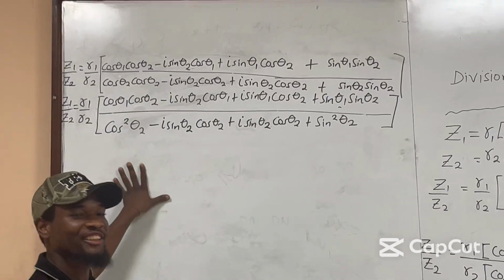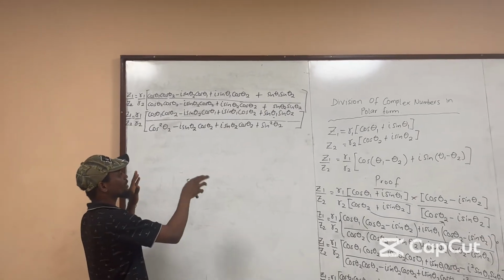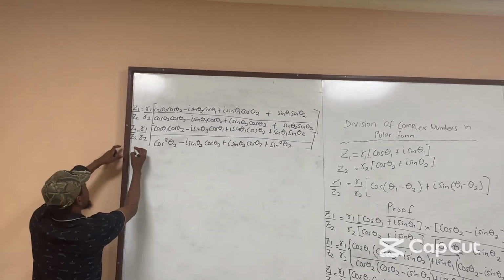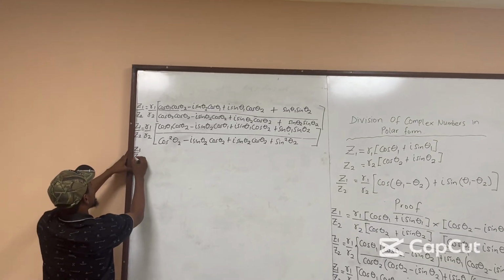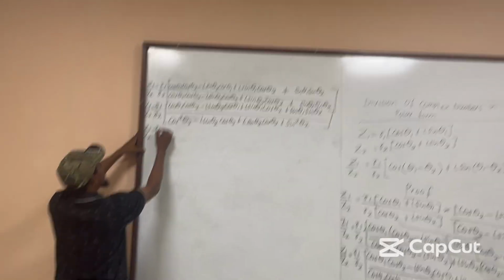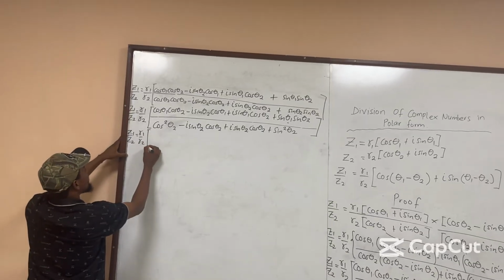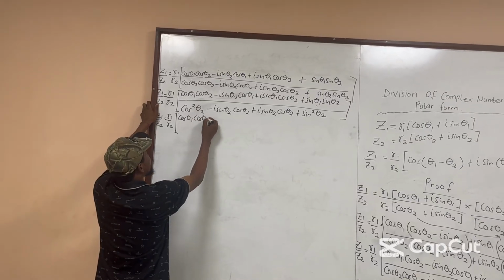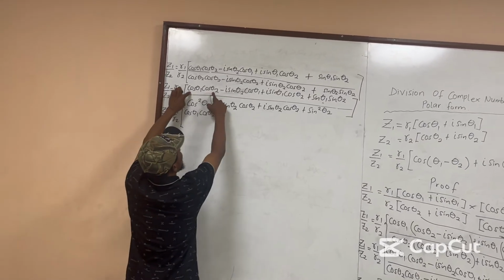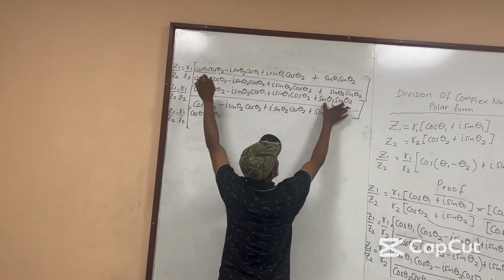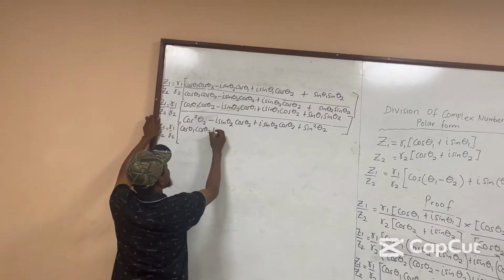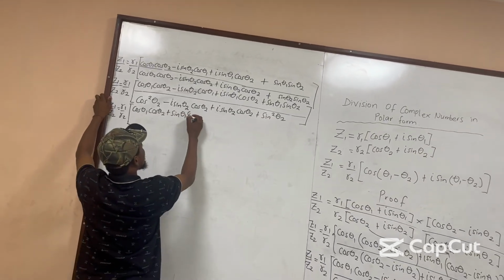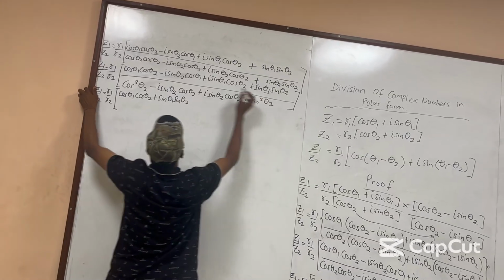Okay, so we have this. So let's rearrange. By rearrangement, we have z1 over z2, which is equal to r1 over r2. Then we have this cos theta 1 cos theta 2 over here. Then we pick this because we want to rearrange them. Then plus sin theta 1 sin theta 2. So we are done with this and that.